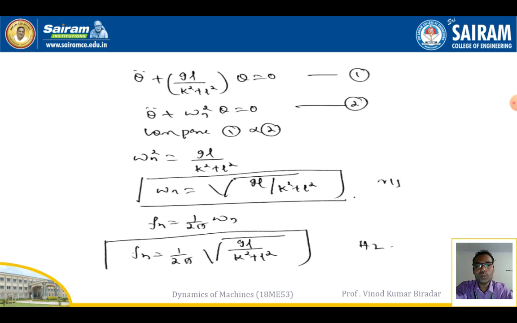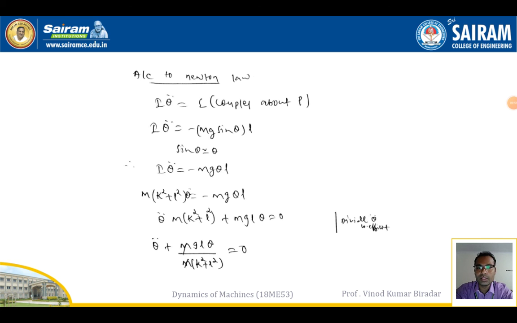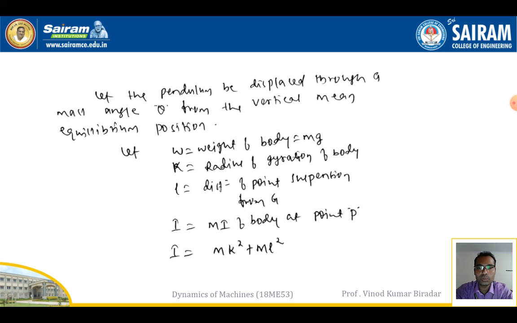Substituting the values, f n is equal to 1 by 2 pi times the square root of g l by (k square plus l square). It is in hertz. This is the natural frequency of a compound pendulum. These two problems are very important for the point of view of examination in Part B, Section 2. They may ask either the simple pendulum or the compound pendulum, and another method, the spring mass damper system. All these methods are very important for examination.